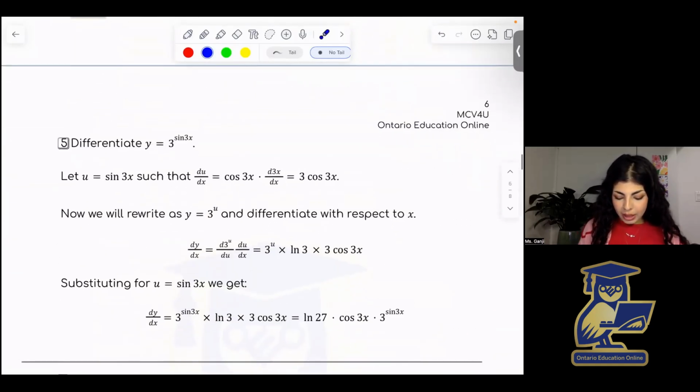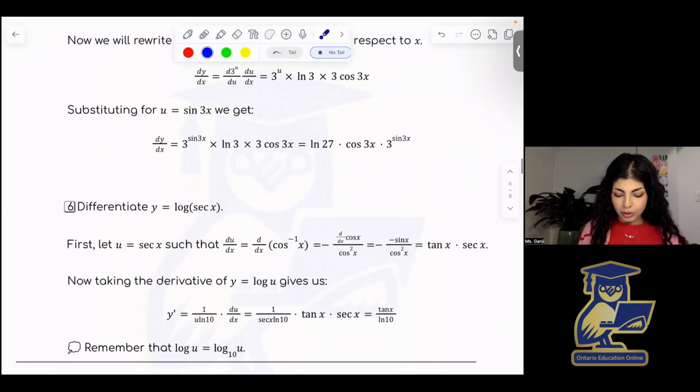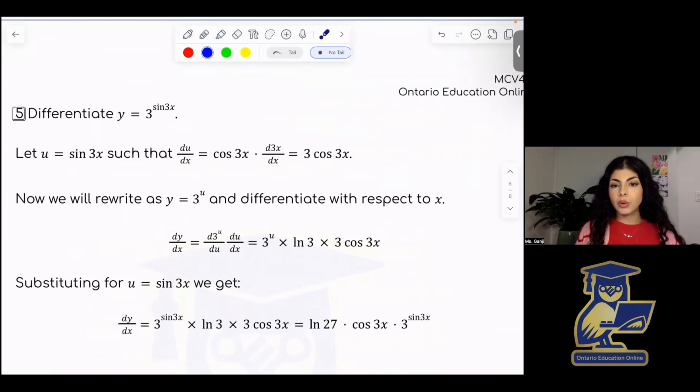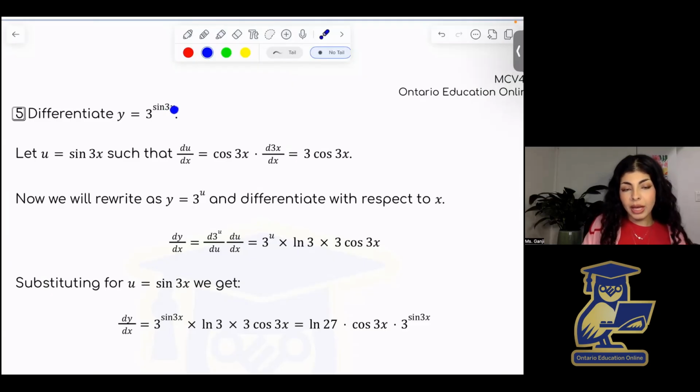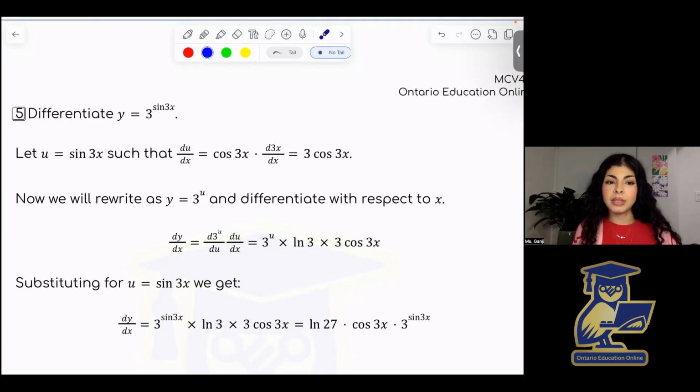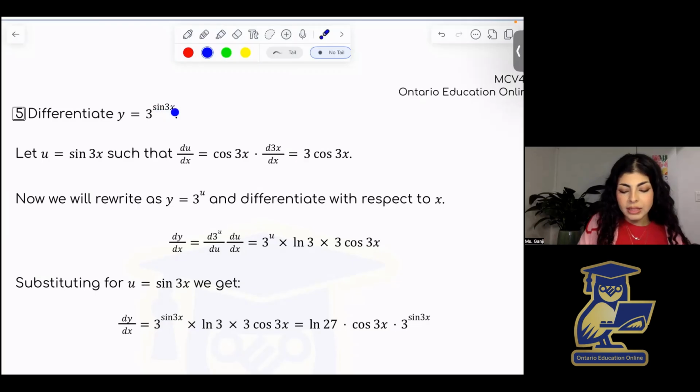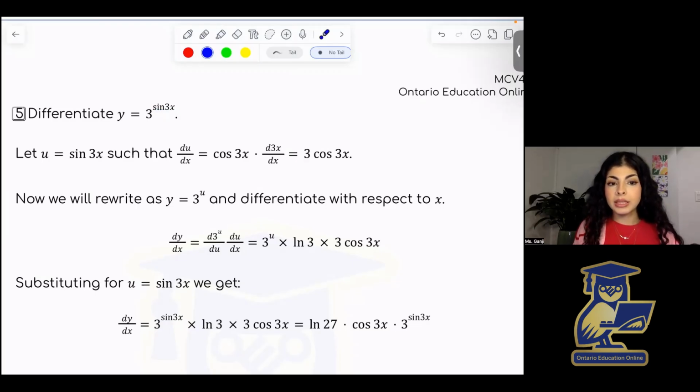Now let's look at two more examples, just quick ones, just to bring in those trigonometric functions as well. So starting with y equals 3 to the power of sine of 3x. So again, this is an exponential function with a base of 3, and then our exponent is a composite function, and actually we have a composite function within a composite function because you have sine of 3x. 3x itself is a function as well.